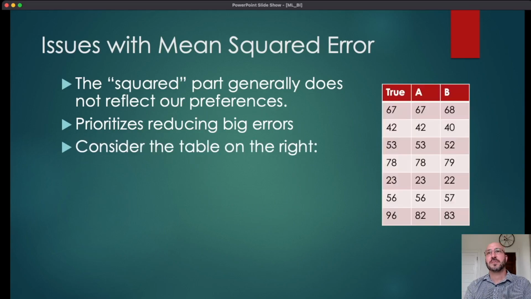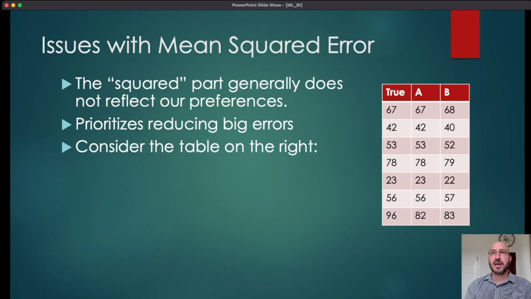Let's look at a specific example. We've got in the first column the true answer, we've got model A's predictions, and we've got model B's predictions. If you look at these closely, you see model A gets everything exactly right, except it makes an error of size 14 on the last data point.